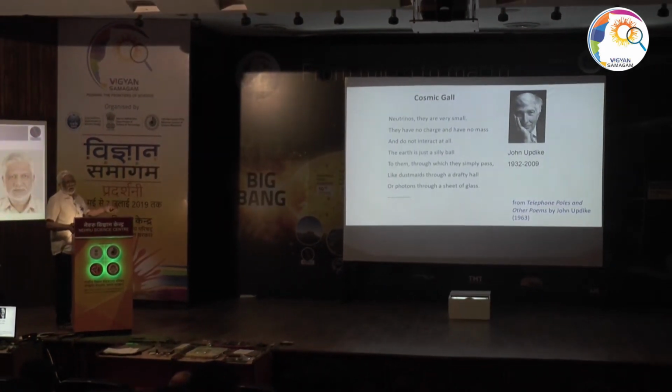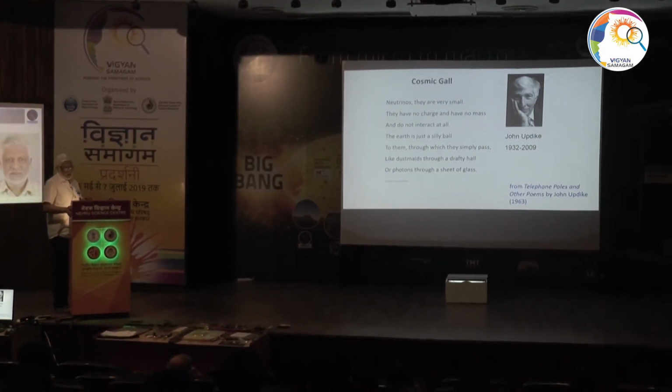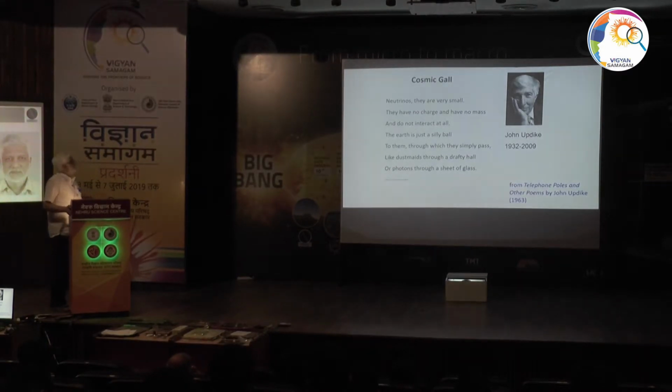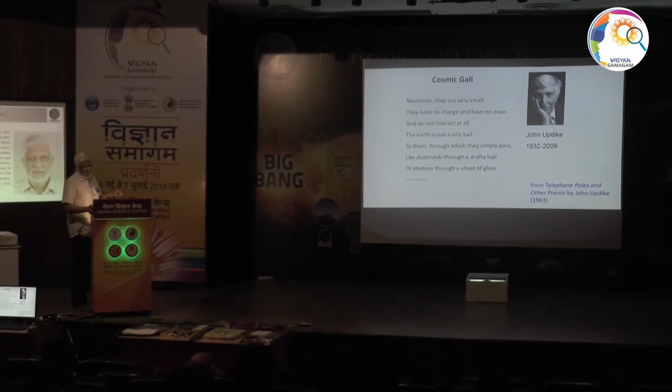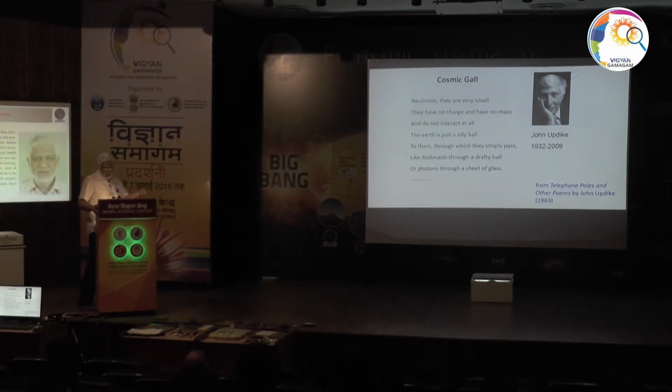And this is just part of the poem. It's a pretty long poem, about 3 times this. "Neutrinos, they are very small, they have no charge and no mass, do not interact at all." Not quite true, because we know that they have mass, it's a very tiny mass, nevertheless. But at the time that he wrote it, it was believed to be massless. And of course, they interact a little bit, because otherwise you wouldn't know of their existence. We wouldn't be able to detect them. "The Earth is just a silly ball, to them, through which they simply pass like dust mites through a drafty hall or photons through a sheet of glass."